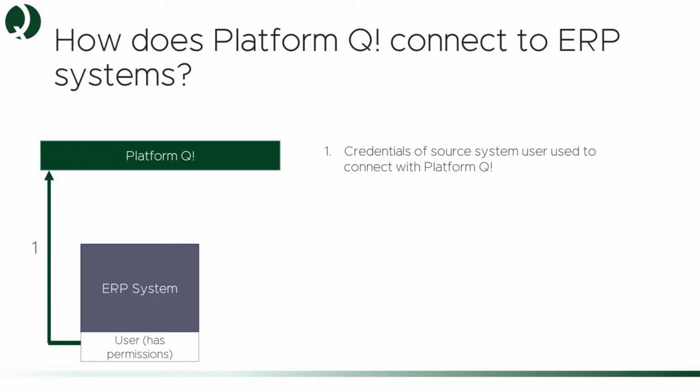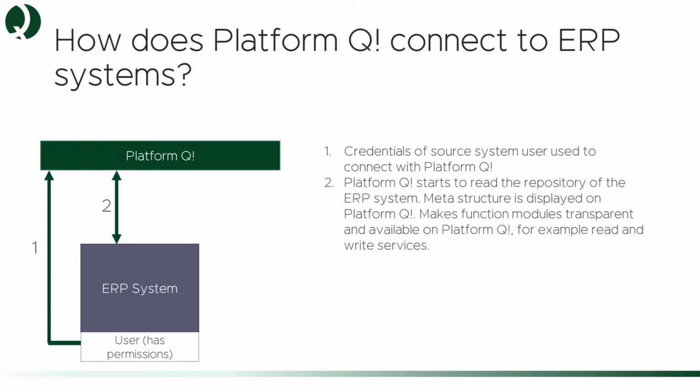First of all, we add credentials from a user of the source system that has the required permissions to access data for a use case. Afterwards, Platform Q starts to read the repository of the ERP system. The metastructure is displayed on Platform Q. Only the metadata the user is allowed to see will be displayed.